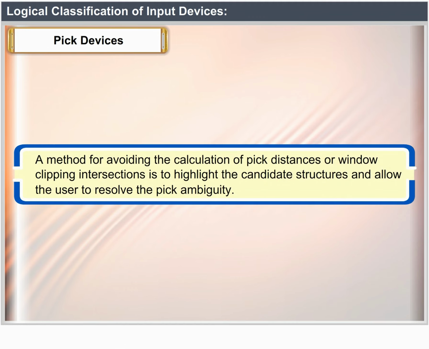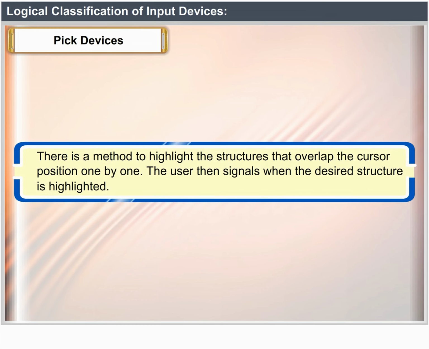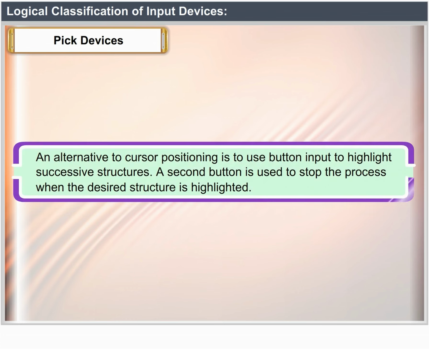A method for avoiding the calculation of pick distances or window clipping intersections is to highlight the candidate structures and allow the user to resolve the pick ambiguity. One way to do this is to highlight the structures that overlap the cursor position one by one. The user then signals when the desired structure is highlighted. An alternative to cursor positioning is to use button input to highlight successive structures. A second button is used to stop the process when the desired structure is highlighted.